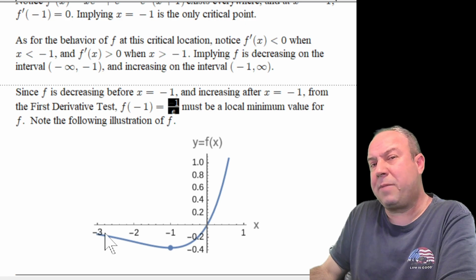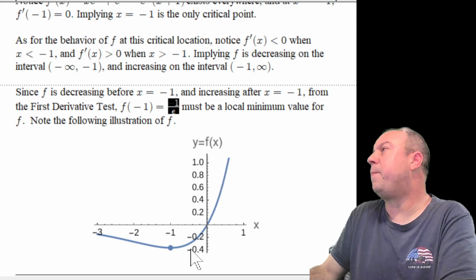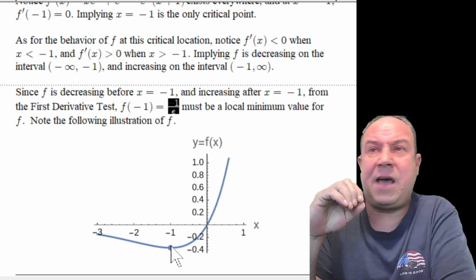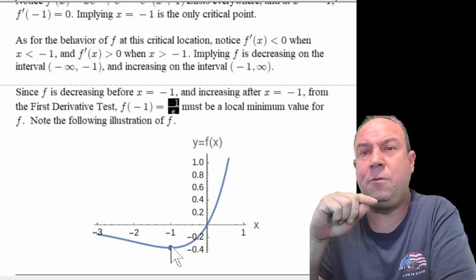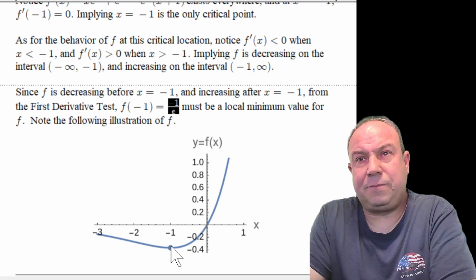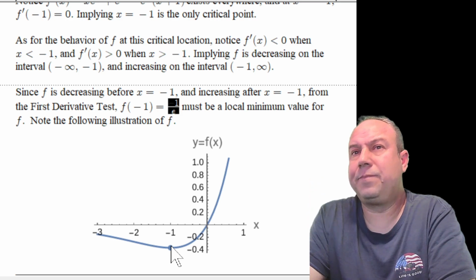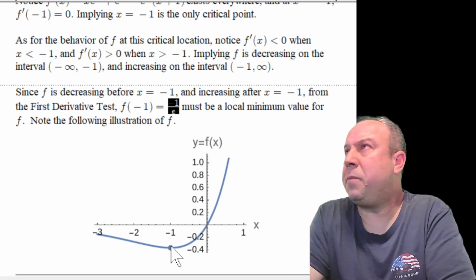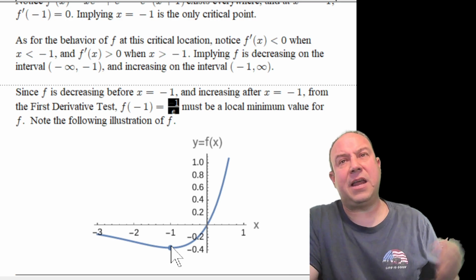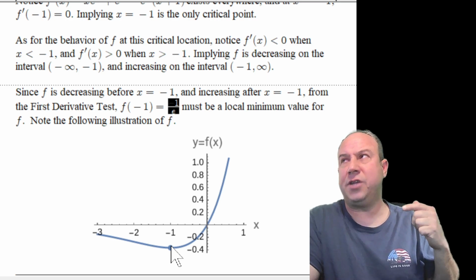If I was to think about this being on a closed interval where this graph may not continue off to the left or to the right, it would be the local minimum value. It would be the absolute minimum value on that closed region. What helps to make it a local minimum? That it's decreasing before that location and increasing after.